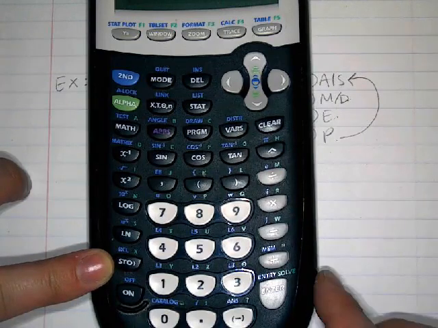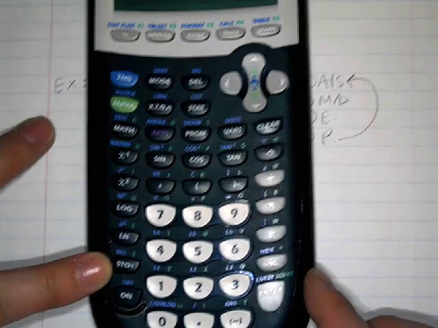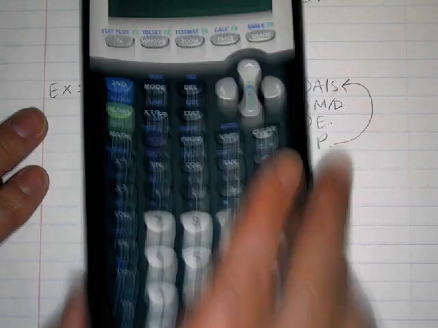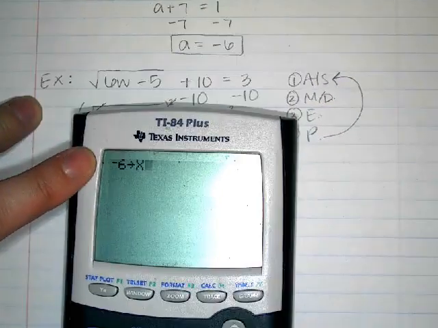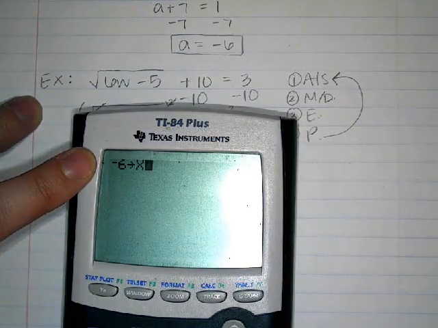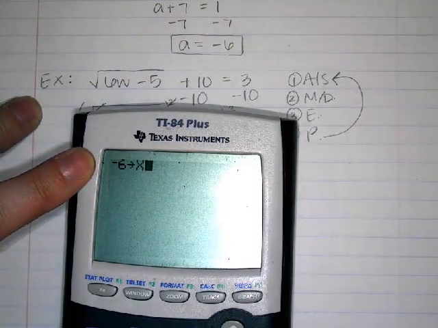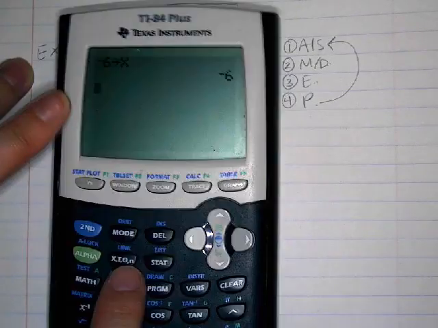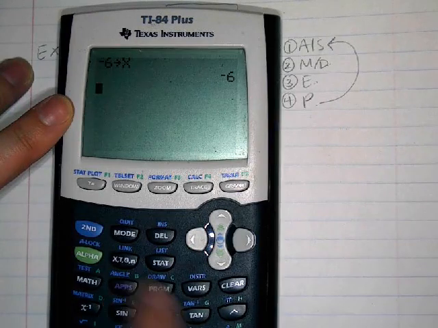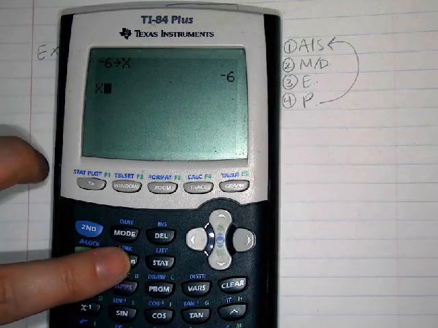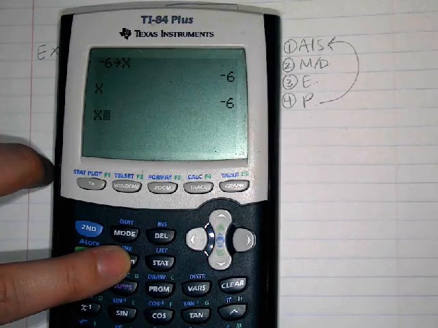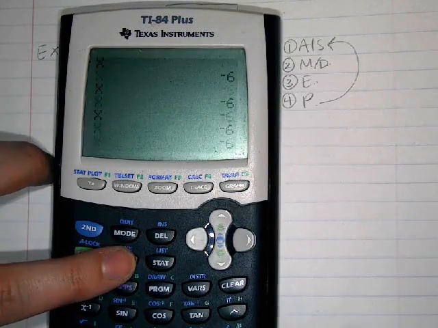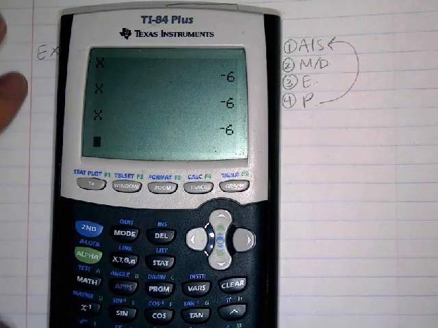Everybody has their calculator in their hand because everybody's trying this. So -6, storing it as X, and it looks like this on your screen. Press enter. The X is right next to the green button. So -6, store as X, and now if you hit the X button and press enter, you'll get -6 on the screen. Everyone got that?